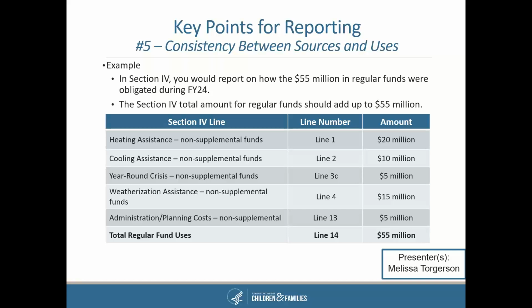So 20 million went to heating, or was obligated to heating assistance. 10 million was obligated to cooling. 5 million was obligated to year-round crisis. $15 million was obligated to weatherization, and $5 million was obligated to administration and planning. In this case, you did not carry over any into the next year. So you obligated it all to different resources. And what you see here is $55 million, which matches up with the $55 million that we saw in the sources section.